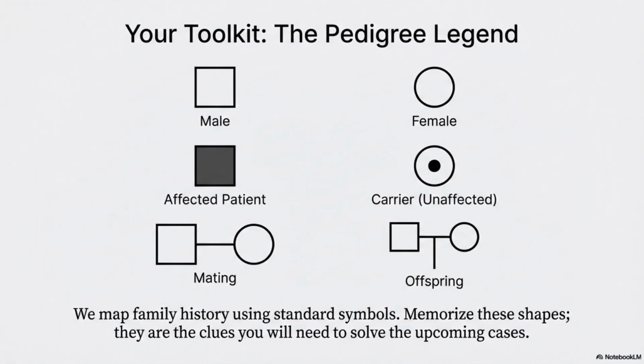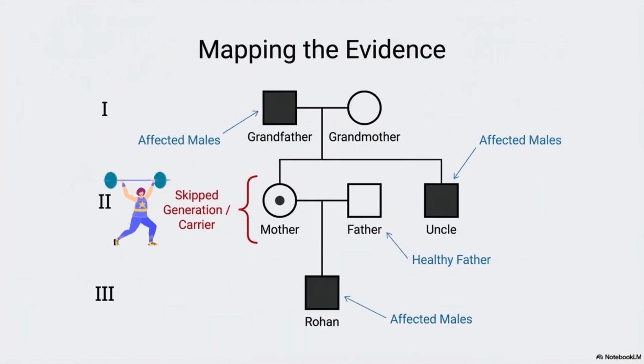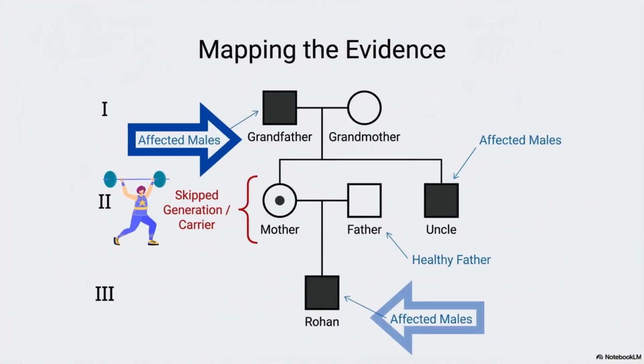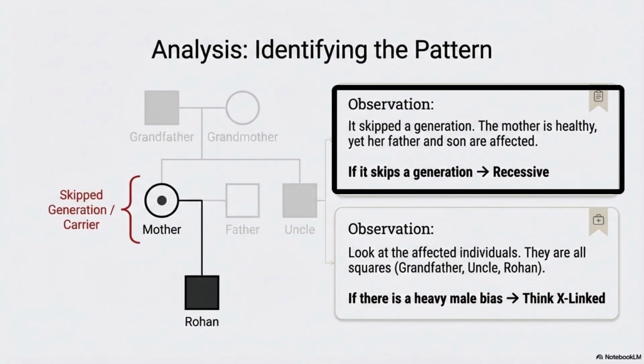Let's map this out using standard symbols. Squares as males, circles as females, shaded as affected, and dot in the center as carrier. The disease skipped Rohan's mother. She is healthy, but her father and her son are affected. Let's make our first observation. The disease skipped Rohan's mother. She is healthy, but her father and her sons are affected.